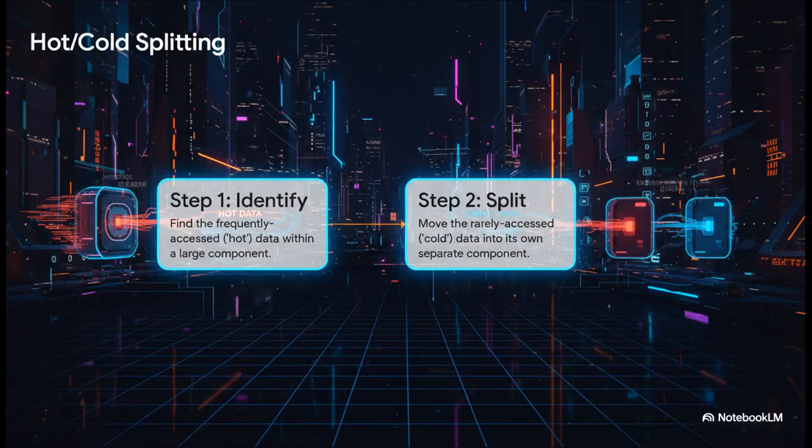So, a really practical technique to achieve this is called hot/cold splitting. It's pretty simple. You look at a large component and you figure out what data is accessed every single frame. That's your hot data. Then you find the stuff that's only needed once in a while, like configuration data or something. That's your cold data. You just split them into 2 separate components. This keeps that hot, performance-critical path as lean and as fast as humanly possible.